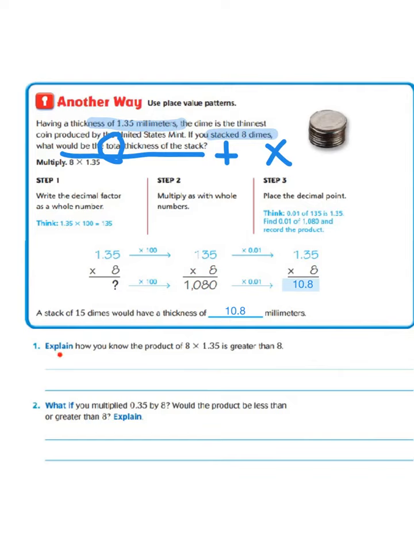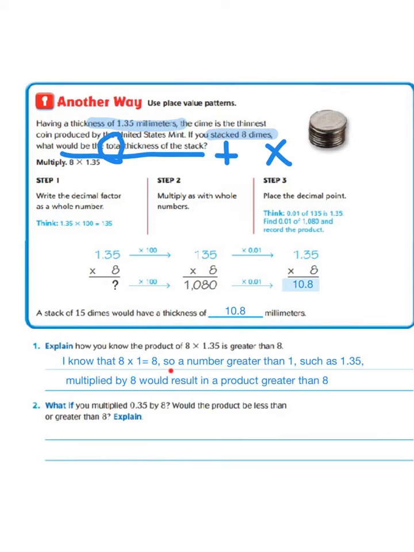Now let's look at question number 1. Explain how you know the product of 8 times 1 and 35/100 is greater than 8. Well, we know that 8 times the whole number of 1 equals 8. So a number greater than 1, such as 1 and 35/100, multiplied by 8 would result in a product greater than 8.